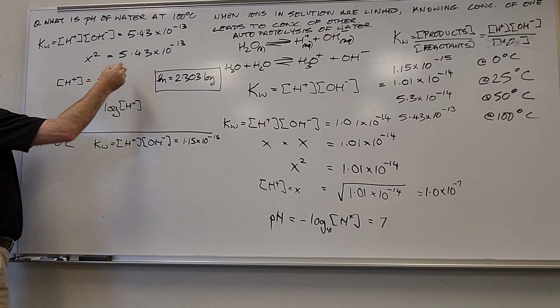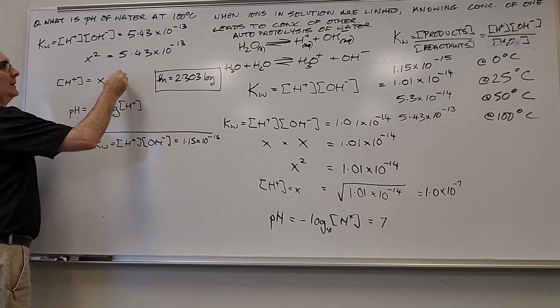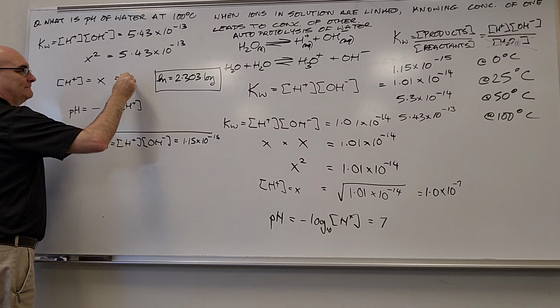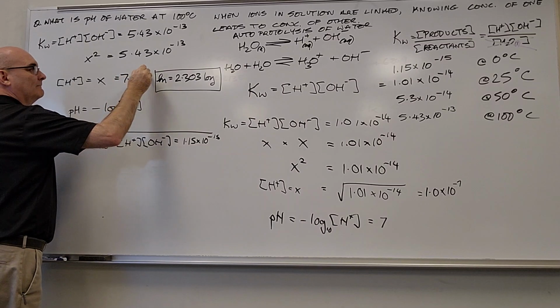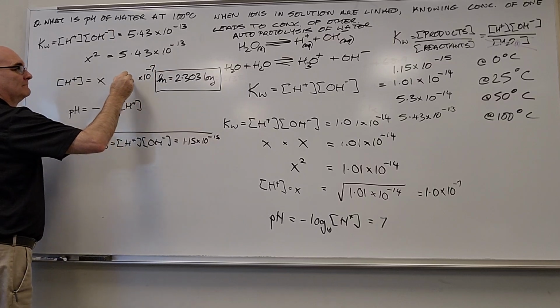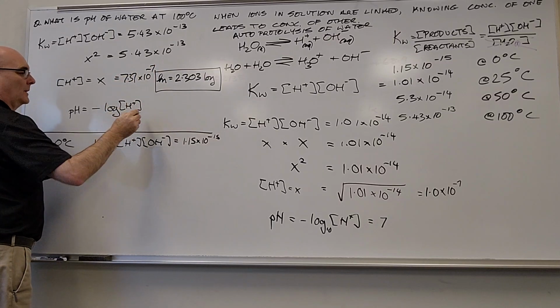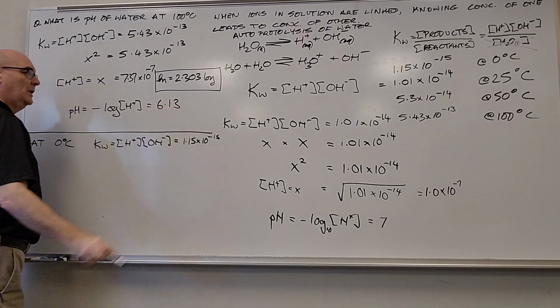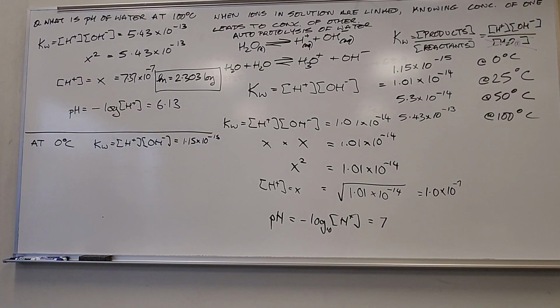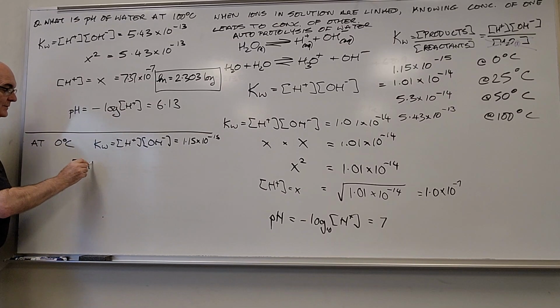All right, so X turned out to be 7.37, which gave us a pH of 6.13. Is that acidic or basic? Acidic. So when you heat water up, it becomes more acidic. What happens when you cool it down? It becomes basic. What was the value of H plus here?